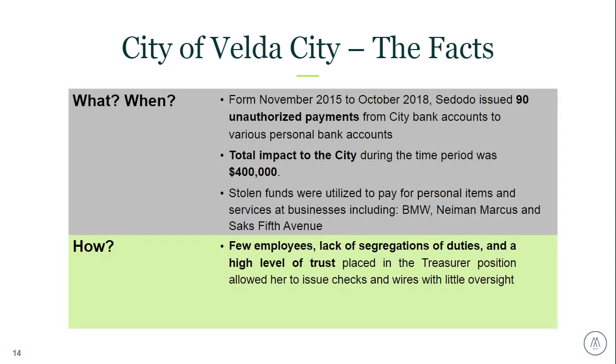Well, over an approximate 3-year period, Veneta was able to issue 90 unauthorized checks and wire payments from the city to Veneta's personal bank accounts. And overall, she was able to get approximately $400,000 out of the city's accounts, which she then used for personal items and services at various businesses. And we've listed some of those here, including BMW, Neiman Marcus, Saks Fifth Avenue.